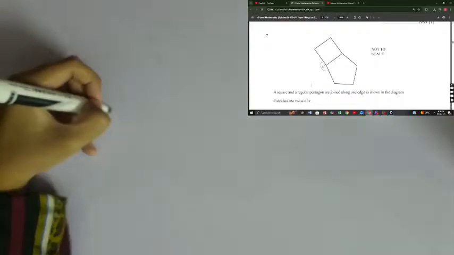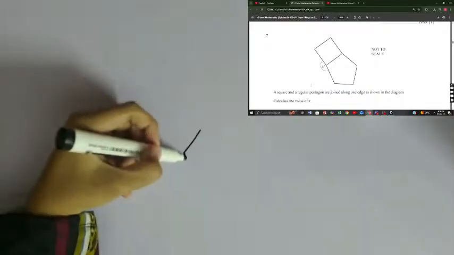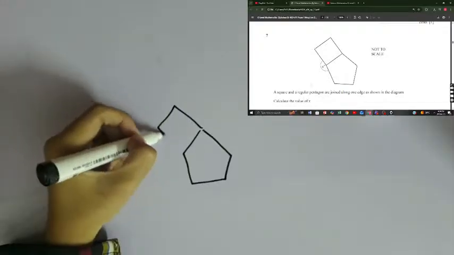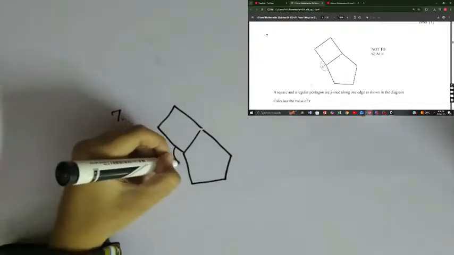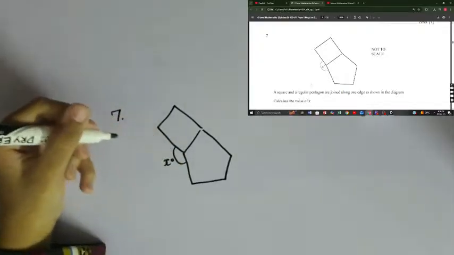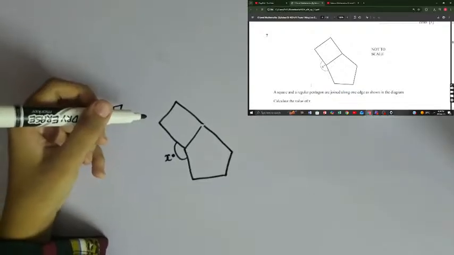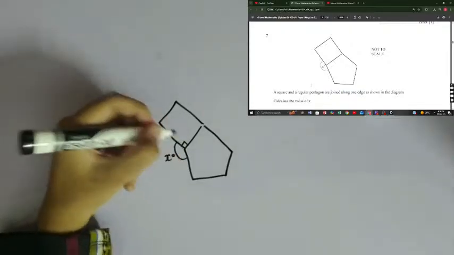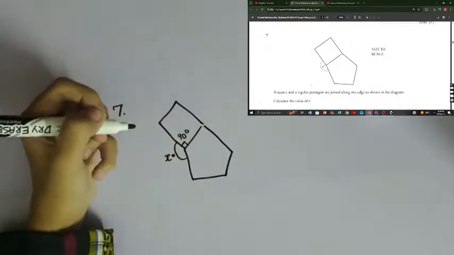Okay. We have two shapes that are joined. There is a pentagon and a square, and they're asking us to find this angle. They're both regular polygons. Okay, fine. This is a square, so we know that each of its angles is going to be 90 degrees. So this one is also going to be 90 degrees.